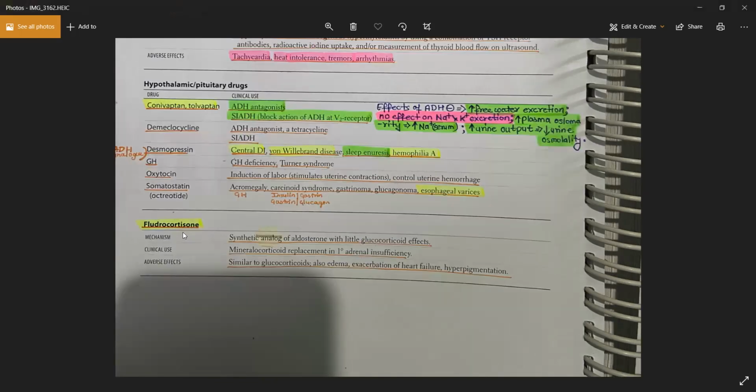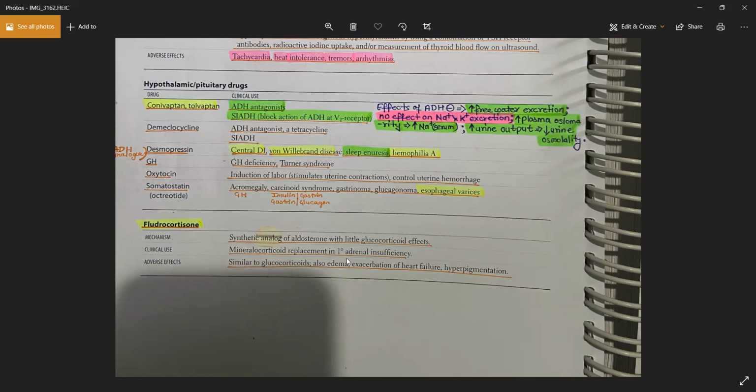Then comes the steroid, which is fludrocortisone. Okay, it is a synthetic analog of aldosterone with a little glucocorticoid effect, generally useful for primary adrenal insufficiency, for mineralocorticoid replacement. Okay, adverse effects: because it has a little glucocorticoid activity, it has adverse effects just like the glucocorticoids. It can cause central fat, peripheral wasting, poor wound healing, high BP, and high glucose.